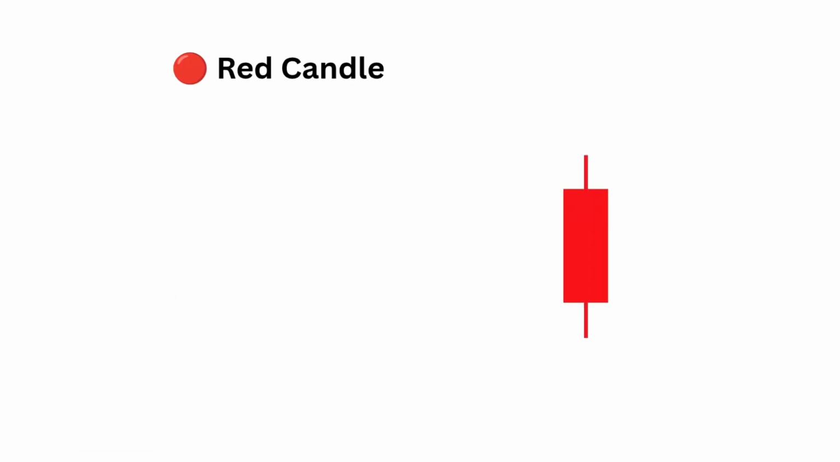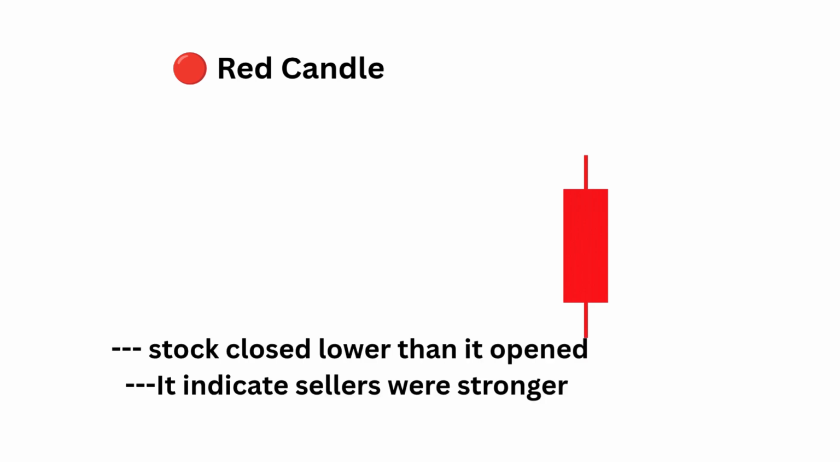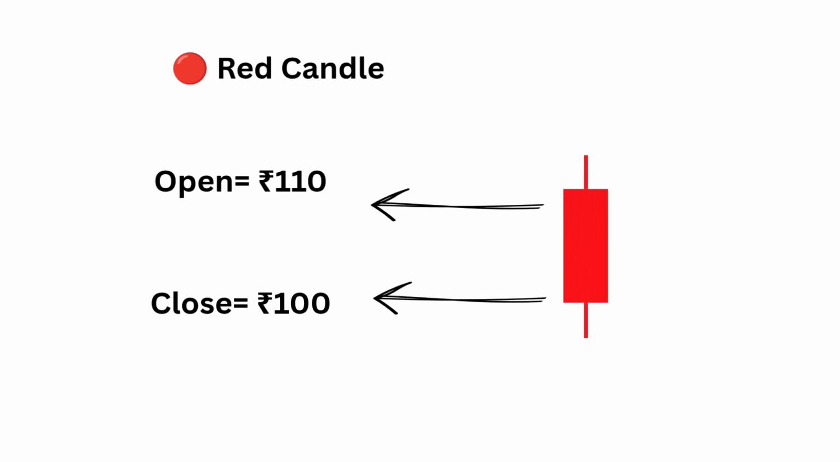Red candle. A red candle means the stock closed lower than it opened. This indicates that sellers were stronger. For example, open equals 110 rupees, close equals 100 rupees. The price decreased, so the candle is red.